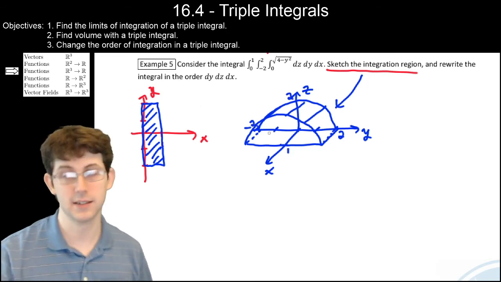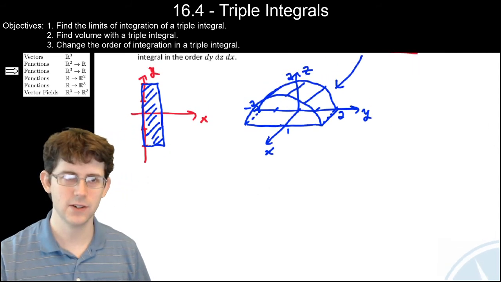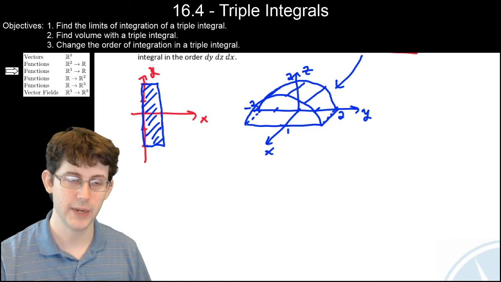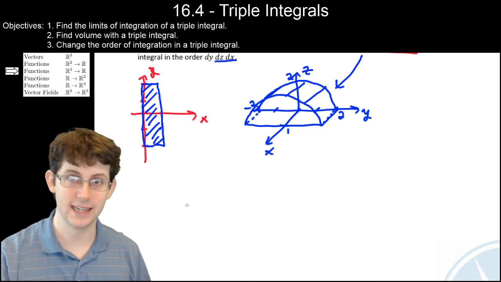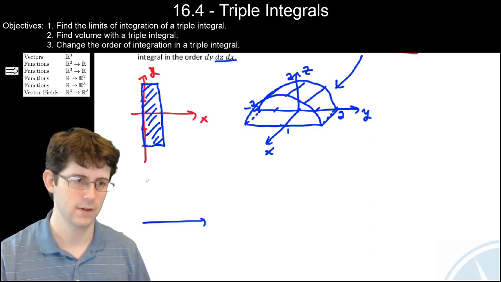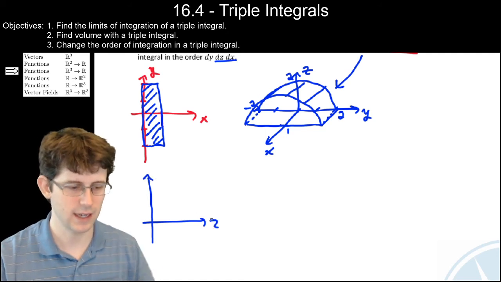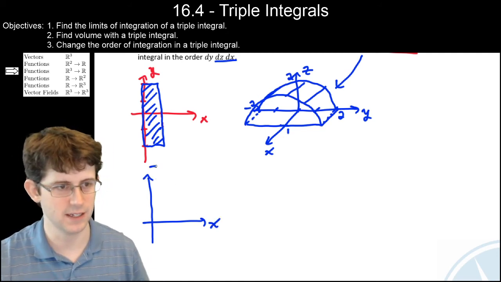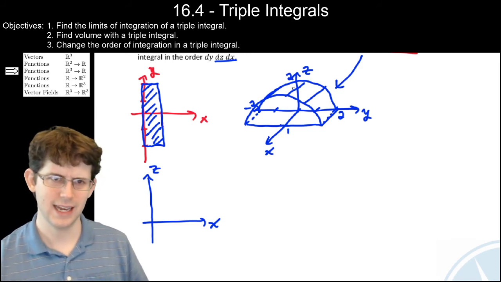Now this question says, try dy dz dx. Okay, well, you want to try to get the same picture, but the base you're considering is the xz plane, because x and z are the last two. So let's just look at what happens in the xz plane first. In the xz plane, it looks like we're looking at a rectangle.